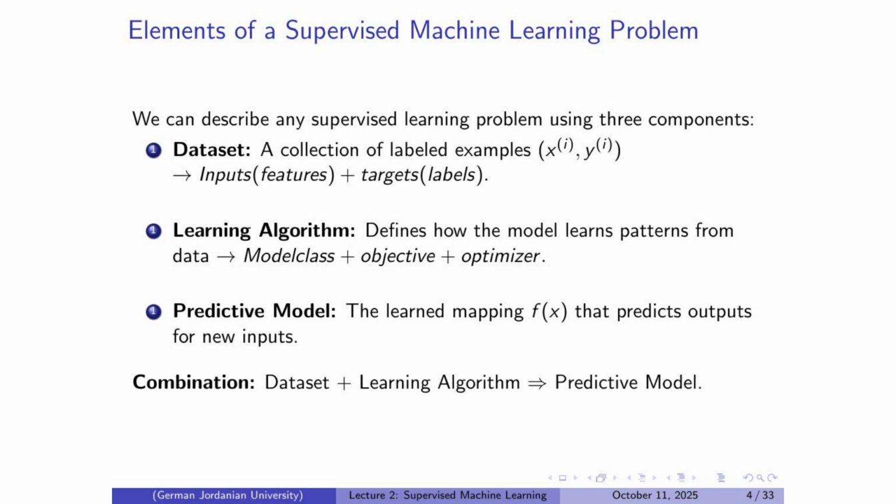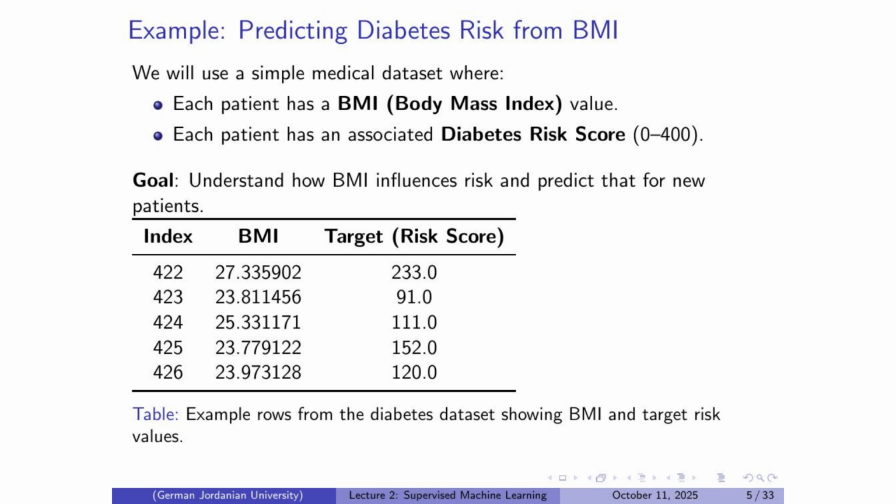Every supervised learning task has three parts: a dataset with inputs and targets, a learning algorithm that trains the model, and a predictive model that can make new predictions. Data plus algorithm equals model. Let's look at a small dataset of patients. Each patient has a BMI and a diabetes risk score. Our goal is to find how BMI affects the risk and then predict new patients' risk automatically.